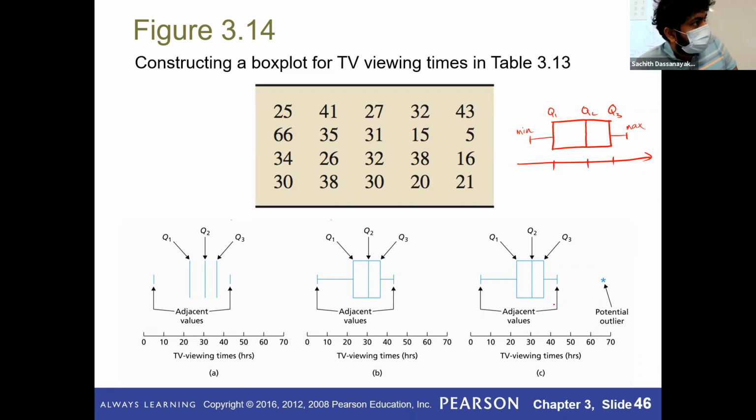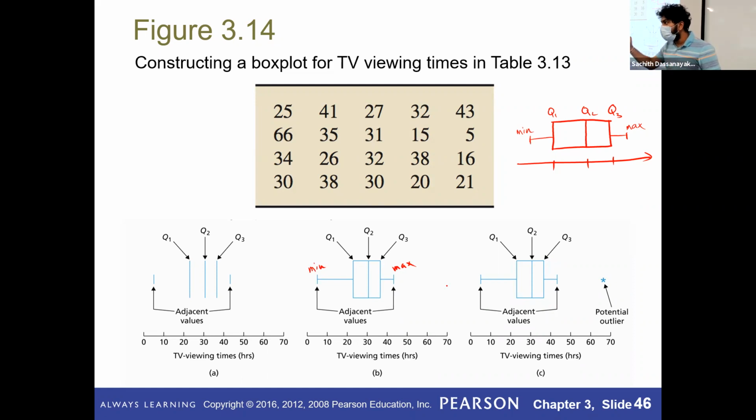So your max and min are just the maximum value and the minimum value within your upper and lower bounds. Give me a second, I'll explain it. So this is min, as I mentioned, this is max. But this min and max may or may not be the same as the minimum value in your data set and the maximum value in your data set.